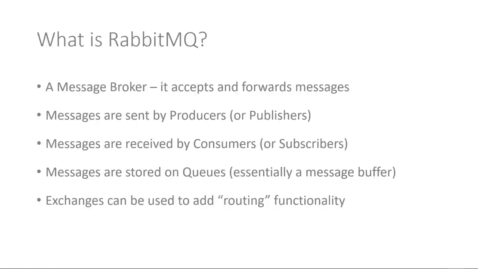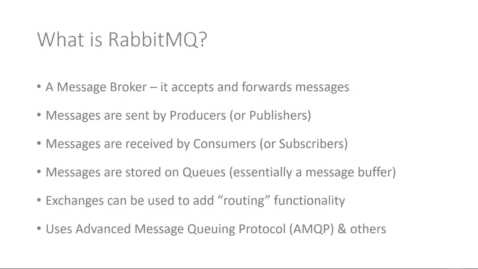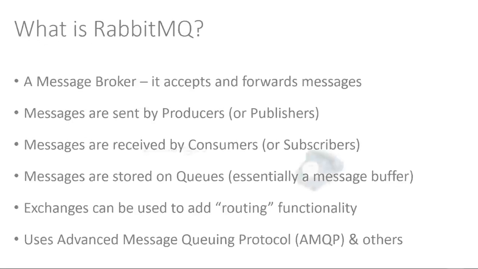Exchanges can be used to add a degree of routing functionality. Now, we're going to be using an exchange, but we're not going to be routing. I've got a bit on exchanges in the next slide, actually, just to clarify what we mean by that. Not probably that relevant to this video, but if you're interested, it uses something called AMQP, Advanced Message Queuing Protocol, as well as some others now. But AMQP is the traditional message queuing protocol.